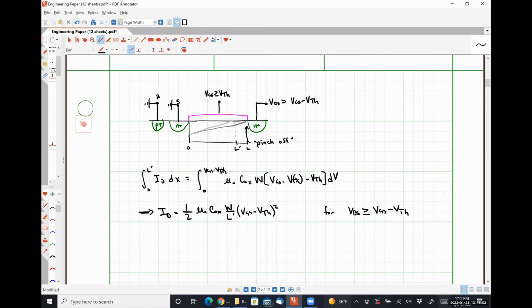So this is what we call the saturation region, because an increase in our input voltage, VDS, does not generate a corresponding change in our output current.